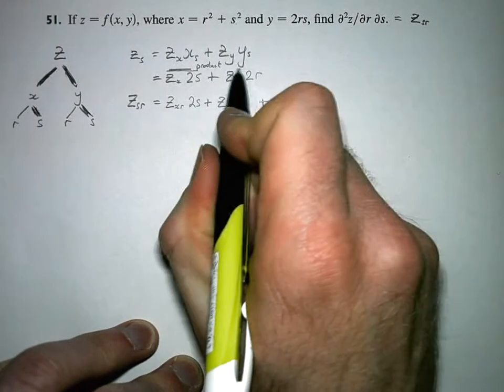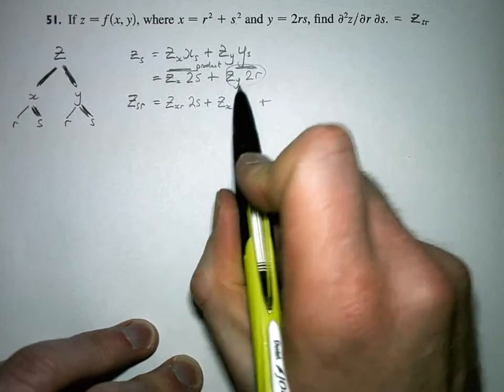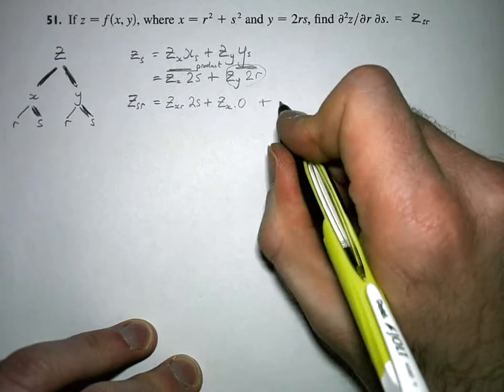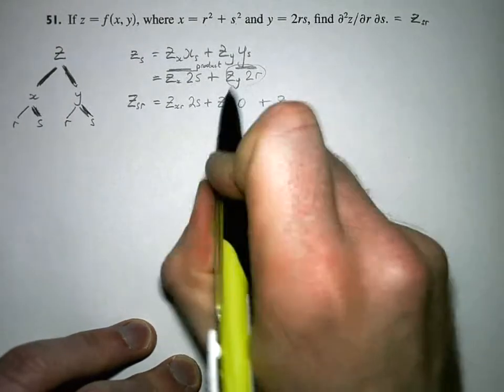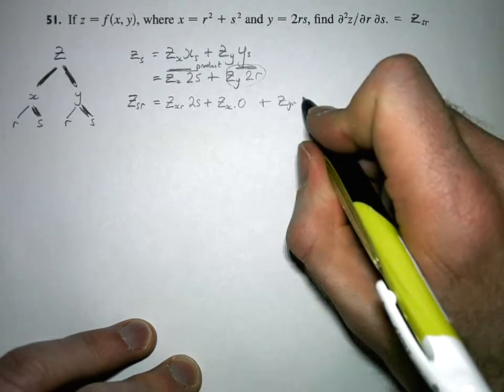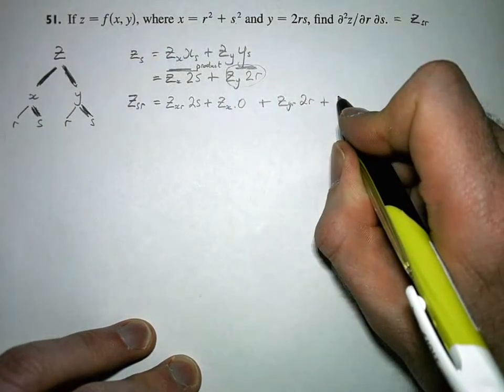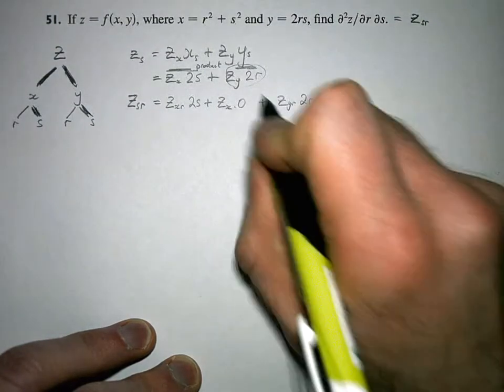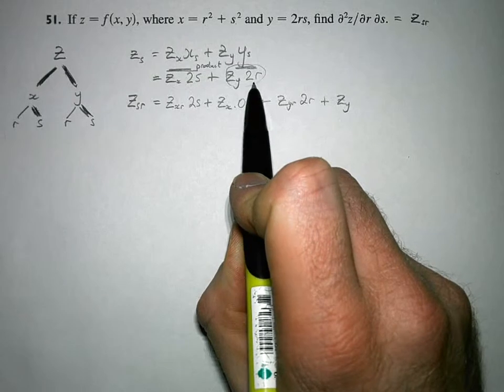Plus, now we need to do the same thing with this thing over here. This is also a product, so we differentiate the first, we get z subscript yr, multiplied by the second untouched, 2r, plus the first untouched, z subscript y, multiplied by the derivative of the second. Now we're differentiating with respect to r, so this one is not 0.